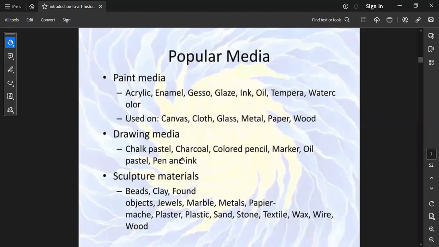Apart from that, we have chalk, pastel, charcoal, colored pencil, marker, oil pastel, pen and ink, etc. Now, when we talk about the sculpture materials, we have bead, clay, we have other found objects like jewel, marble, metals, paper mesh, plaster, plastic, etc.